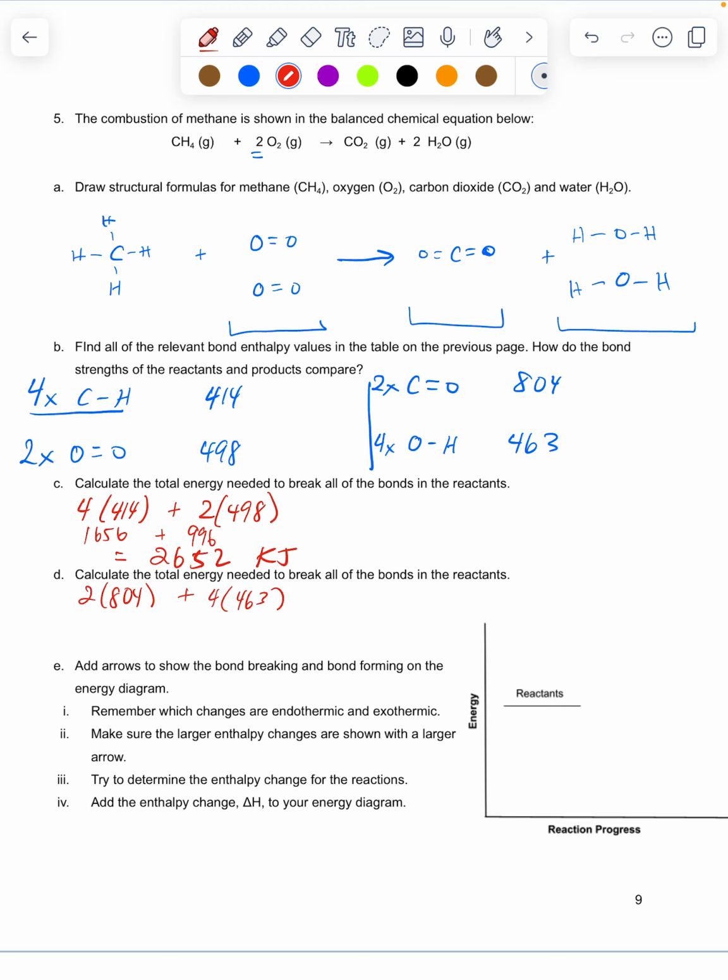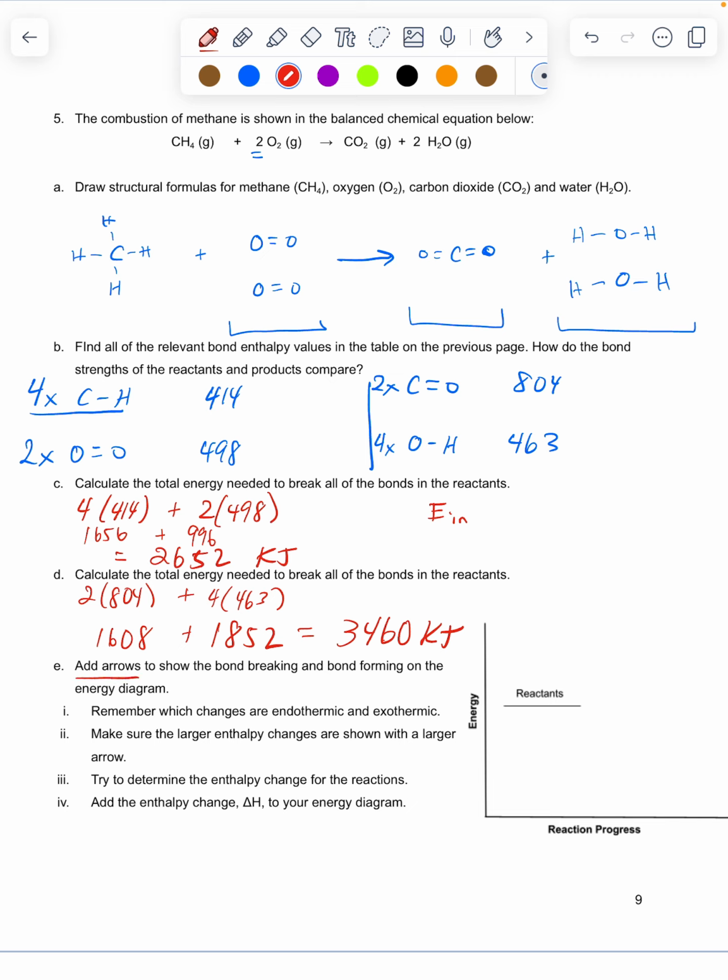Once again, let's use our calculator. That's 1852. And if I add that and 1608, I get 3460 kilojoules. Okay, so let's pause for a second. The first value in part C, 2,652, this is the energy required to break the bonds. This value is an energy amount that has to be put in, that has to be absorbed in order for these bonds to break. Now I'm going to start to do part E as I discuss.